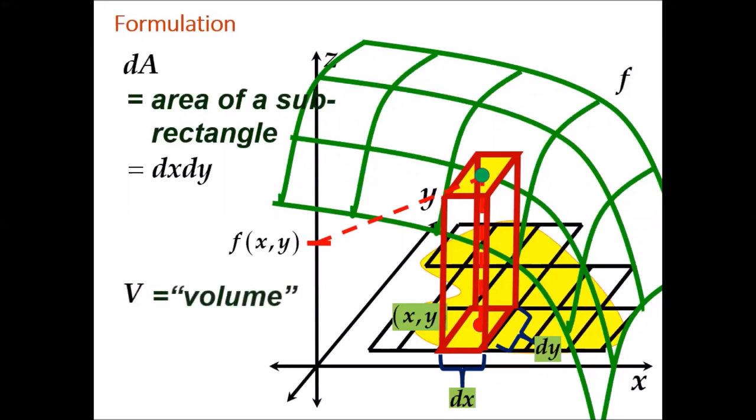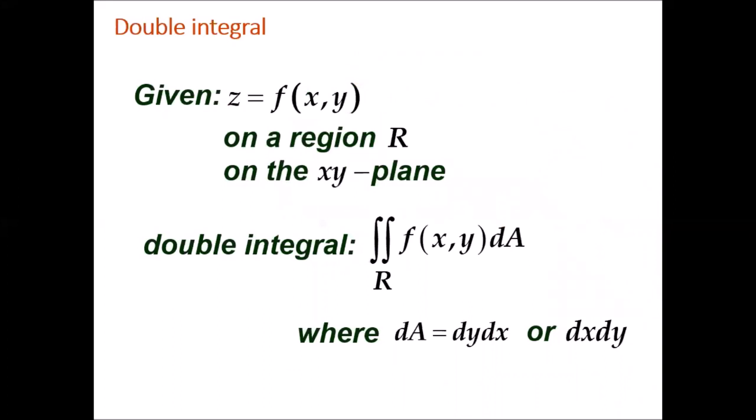Hence, for the volume of every rectangular prism, we can get it by simply multiplying f of xy to dA, where dA is the base or area of the base, and f of xy is the height. And the sum of the volumes of these rectangular prisms gives us an approximation of the volume of the solid formed by plotting the function z equal to f of xy over the region R. Again, in double integrals, we are given a function z equal to f of xy that is bounded on the region R on the xy plane, and it is denoted by this.